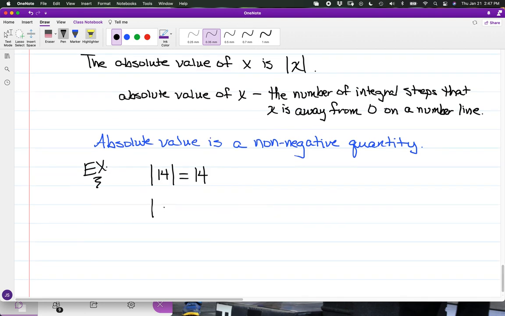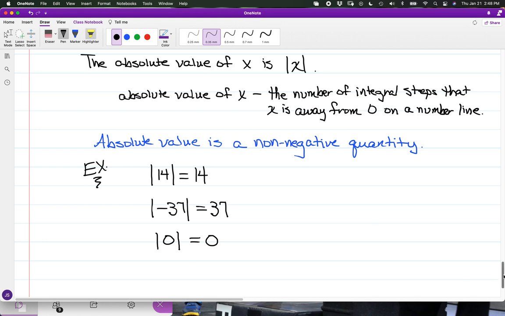And likewise, the absolute value of a negative number, like that of negative 37. The absolute value of negative 37 is going to be 37. So you're still saying negative 37 is 37 steps away from 0, but on the other side. And in the case of absolute value of 0, you're not moving away from 0, increasing or decreasing. So the absolute value of 0 is 0.